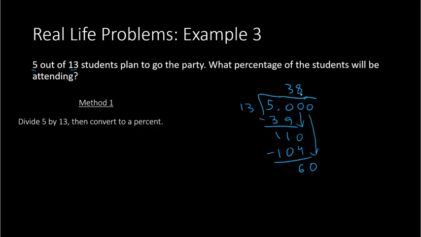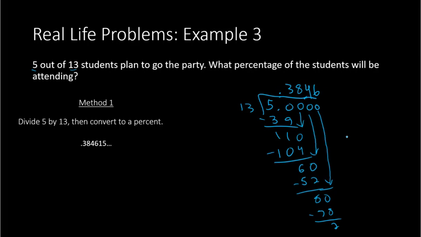13 goes into 60 4 times. 4 times 13 is 52. Subtract, we get 8. And we could keep going. Let's do one more. 8, bring down a 0, and repeat. 13 goes into 80. That would be 6 times. 6 times 13 is 78. Subtract, we get 2. And as we see, this would keep going, and our decimal point goes right there.